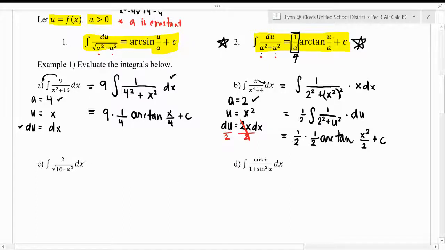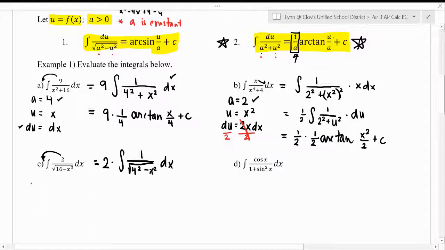All right, so let's take a look at part C. So for this one here, I can see I have a square root with a subtraction, so that means I'm going to be working with arcsine this time. So I have that 2, which is a number value, so it can move to the front. And then 16, I'm going to write it as that squared term, so that would be 4 squared, and then minus x squared, and then dx.